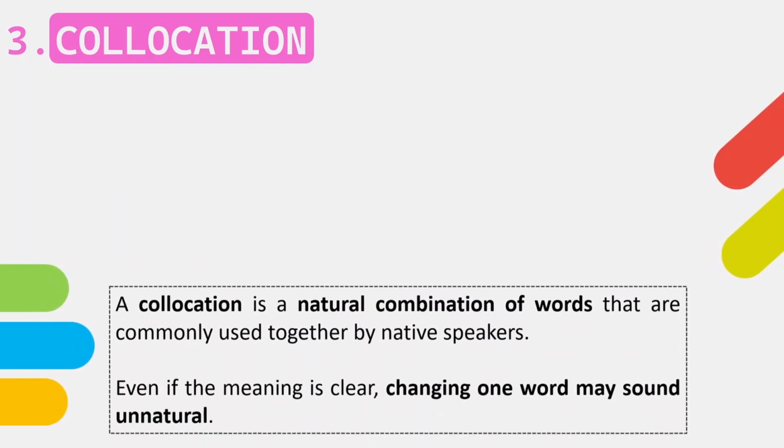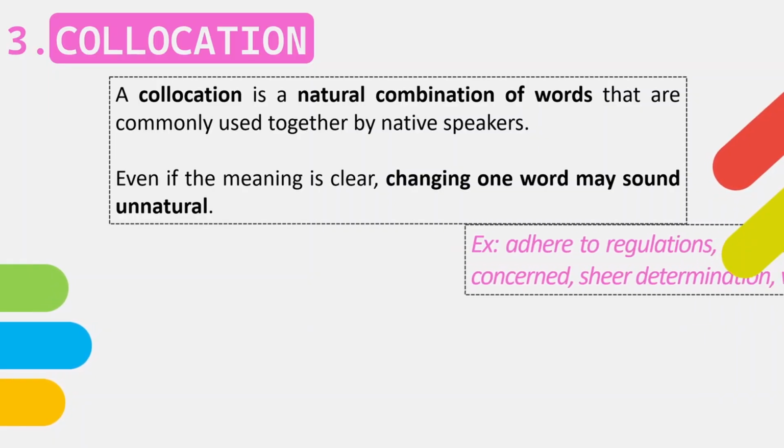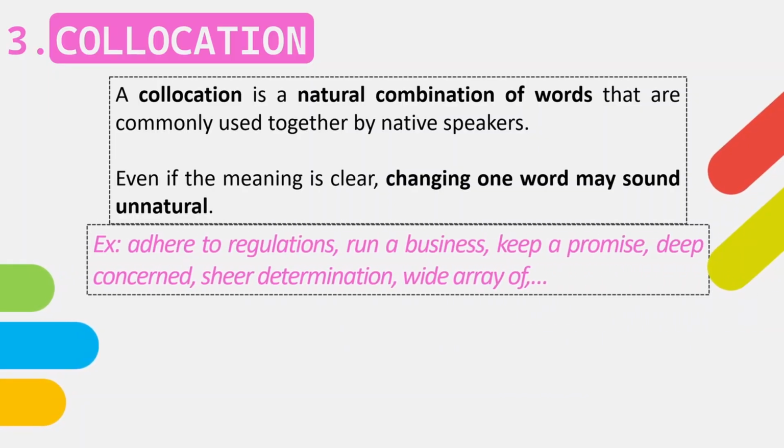The third section is collocation. A collocation is a natural combination of words that are commonly used together by native speakers. Even if the meaning is clear, changing one word may sound unnatural. For example, adhere to regulations, run a business, keep a promise, deep concert, sheer determination, wide array of.